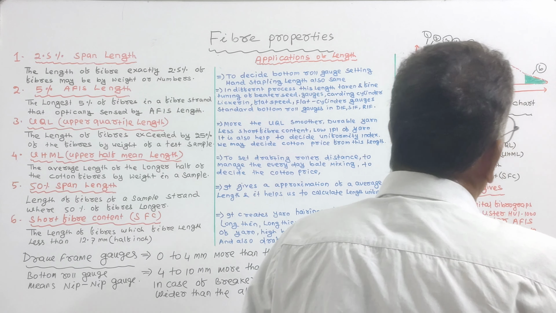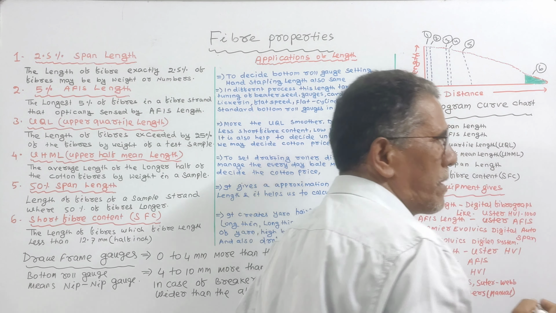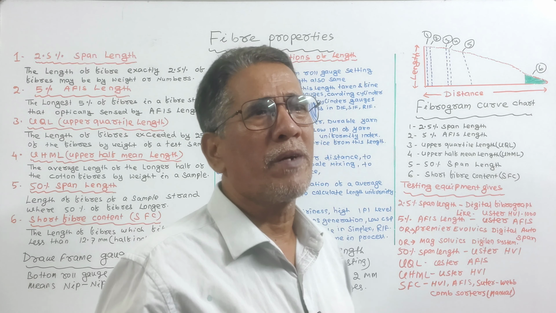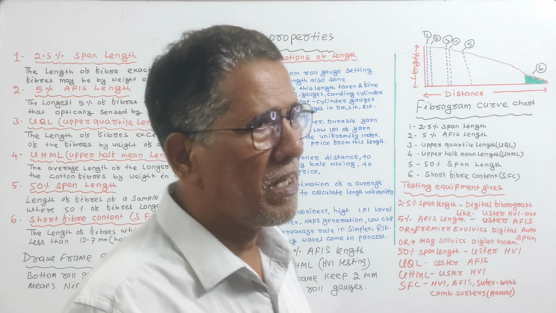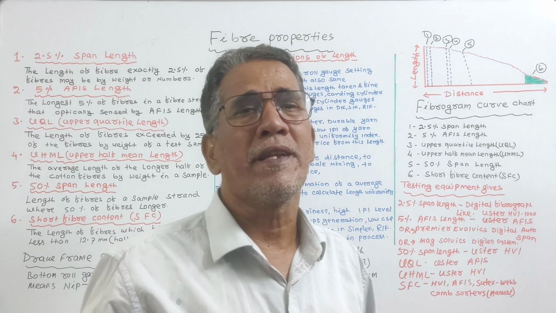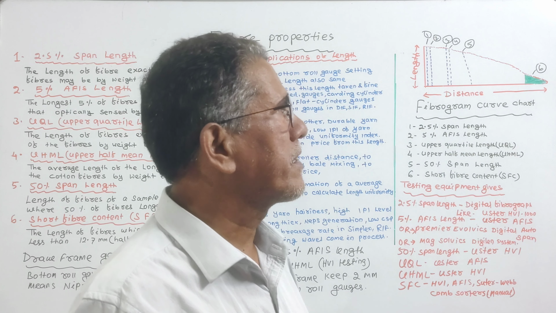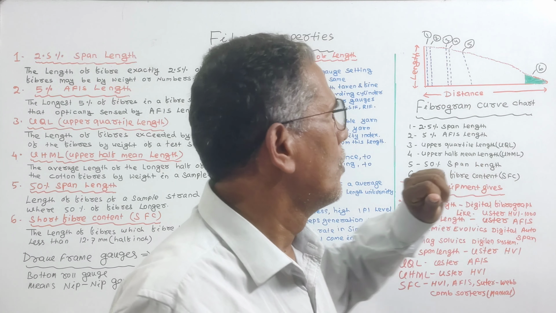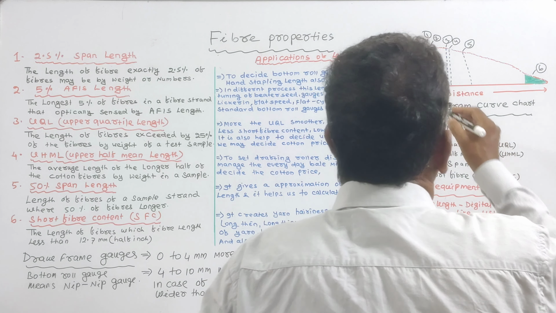You see, this green colored number 6 is called short fiber. Short fiber means the fiber length which does not attain 12.7 mm, less than 12.7 mm, that is called short fiber.